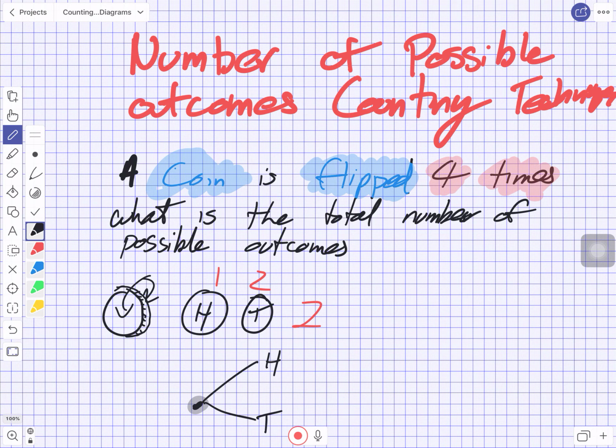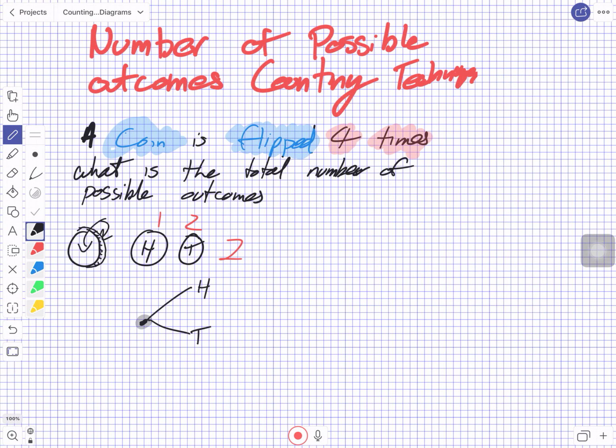I'm going to shrink this a little because this tree is going to get larger. We flip it a second time, we can get heads or tails if we landed with heads first. Or if we got tails first and we flip it again, we could get heads or tails again. So you're going to notice this tree continuously keeps branching depending on the number of flips. This one represents our very first flip.